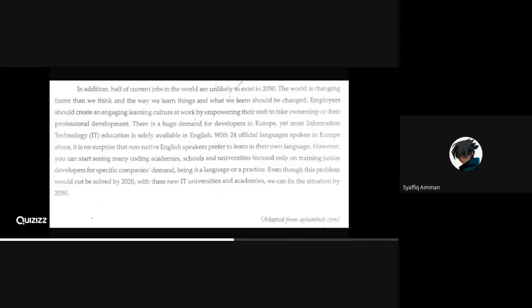It is not surprising that non-native English speakers prefer to learn in their own language. However, you can start seeing many coding academies, schools, and universities focus only on training junior developers for specific company demand, be it a language or a practice. Even though this problem will not be solved by 2020, with this new IT university and academy, we can fix the situation by 2050.